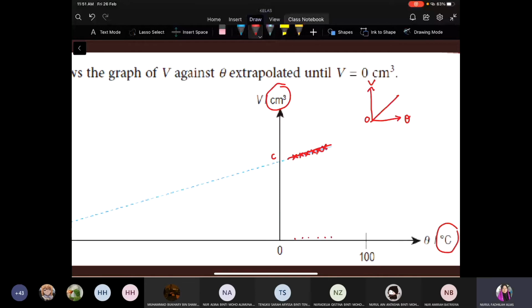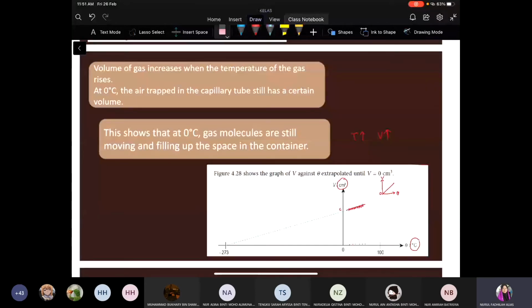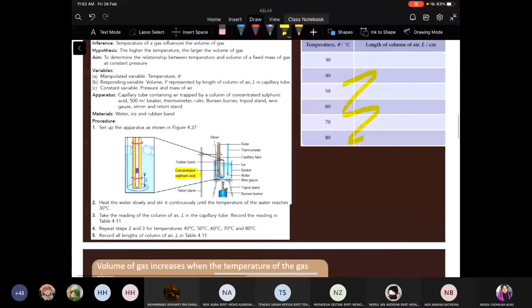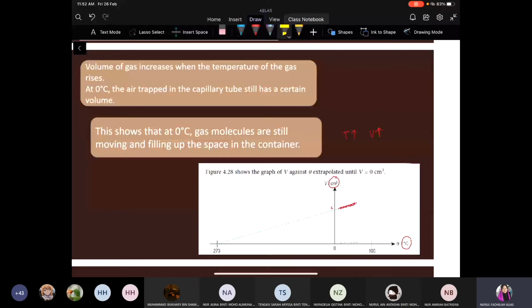How? Okay, now, listen carefully and understand my question just now. Now, you carried out the experiment. So, you should do the experiment, right? The experiment looks something like this. There is concentrated sulfuric acid and so on and so forth. And then this is your data. Now, when you have the data and you want to plot the graph, and then you have plotted the graph, you see that the volume of gas increases when temperature rises. So that's obvious. Temperature rises, volume rises.